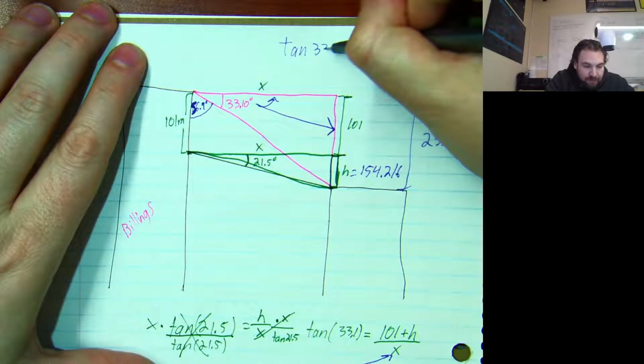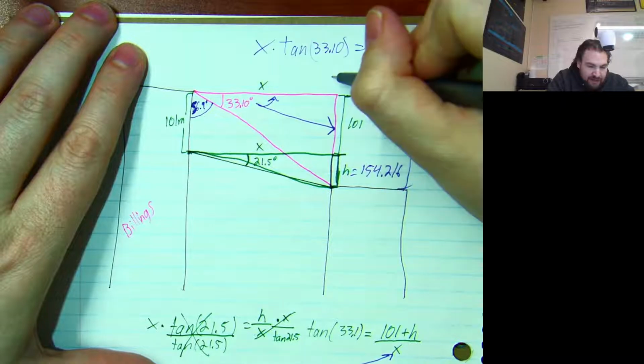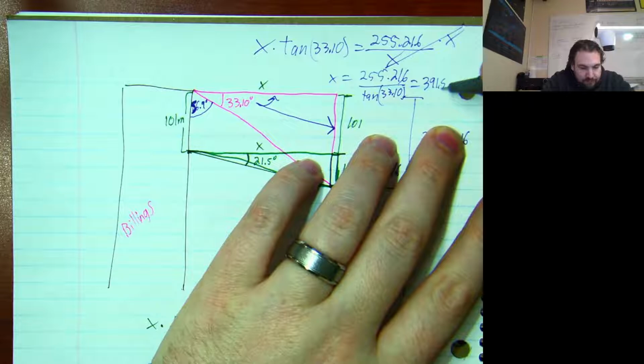Tan of 33.10 equals opposite 255.216 over adjacent, which is x. I multiply x on both sides, I divide down the tan. I'm going to get x equals 255.216 over the tan of 33.10, and we desperately hope we get 392. What is this value? 391.57. So that's 43 centimeters off. I think that's a fair round: 392 meters.